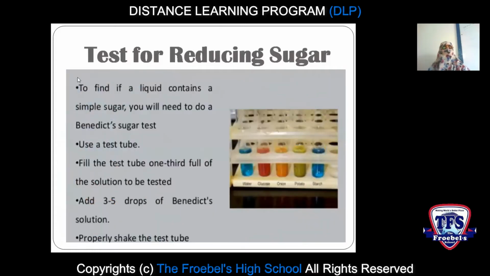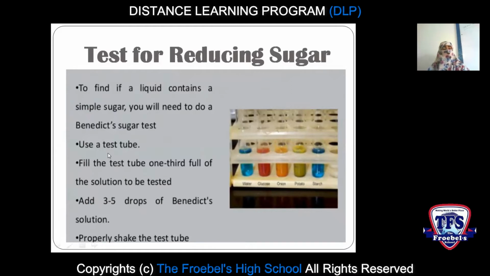Okay. To find if a liquid contains simple sugar, you will need to do Benedict's sugar test. Use a test tube. You can see in this picture, these are glass test tubes, and these test tubes are held in a stand. This is known as a glass test tube stand.